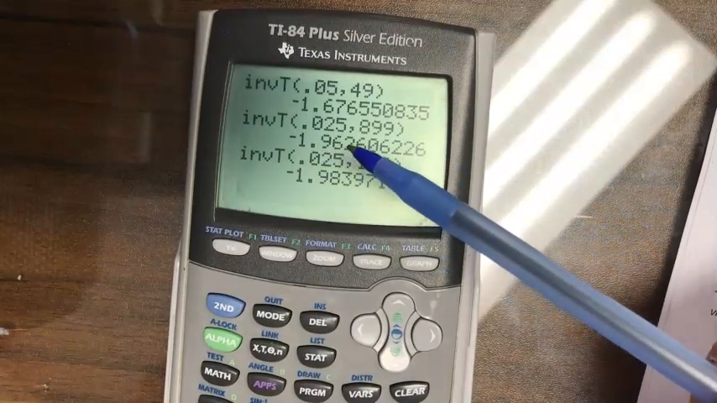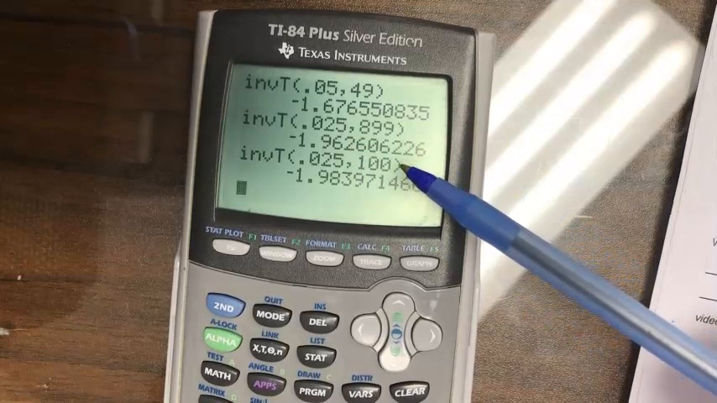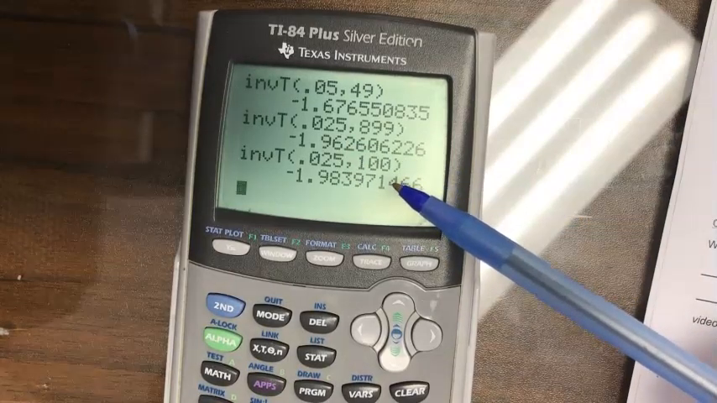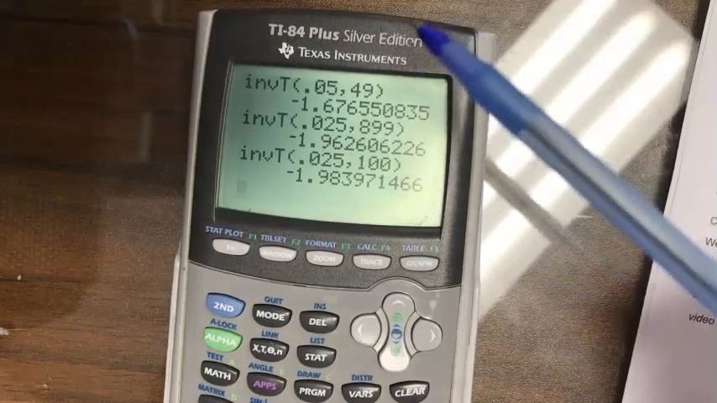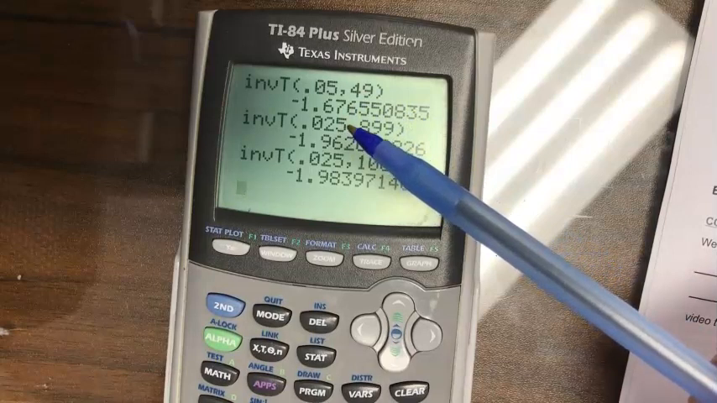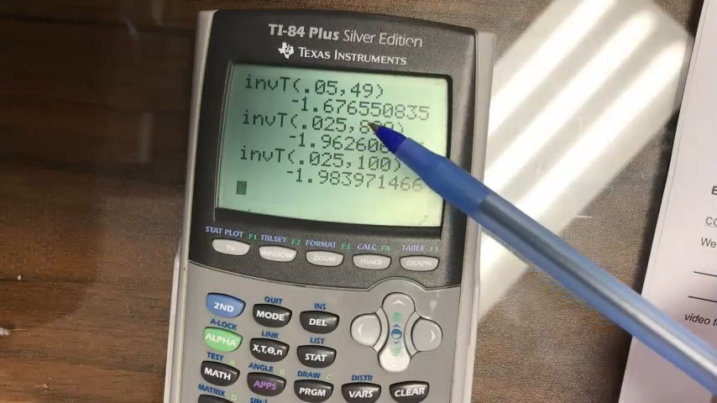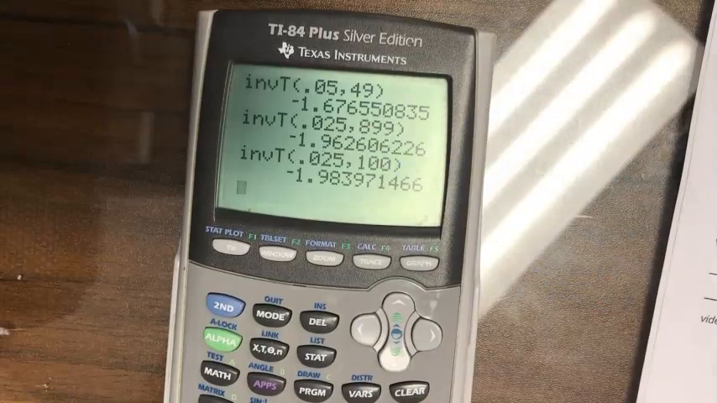You would have to use the negative 1.96. If you're going to use table B, then you're going to have to stick with table B and use negative 1.98. So it doesn't matter which one you do, but inverse t is area in the tail, which by the way is on the top of your table B, and then comma your degrees of freedom. So that allows us to go through and find that information.